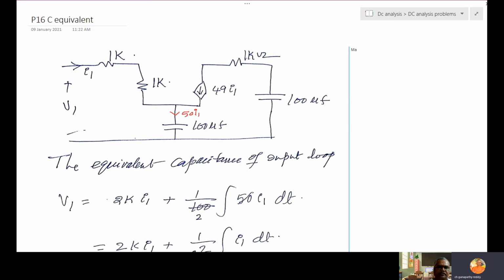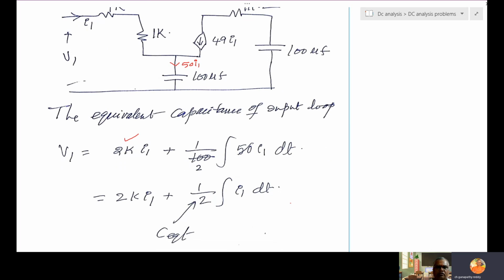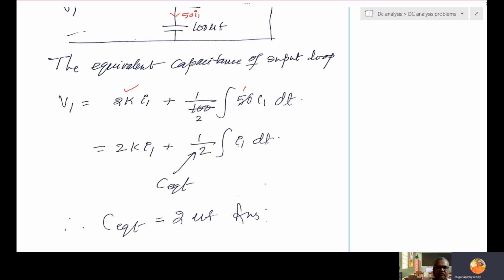So what is the V1 expression? The 1K series is 2K I1 plus 1 by C, where C is 100 micro, integral. What is the total current? 50 I1 dt. So 1 by 2 integral I1 dt. So what is the C equivalent? 1 by C equivalent integral I1 dt. So this C equivalent is equal to 2 microfarads, the answer.